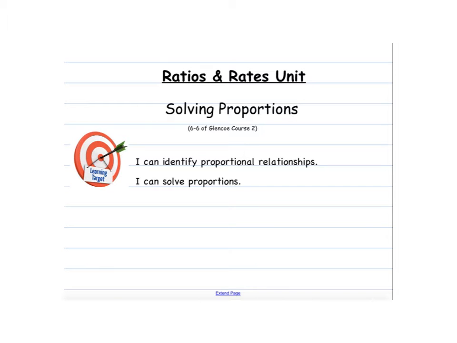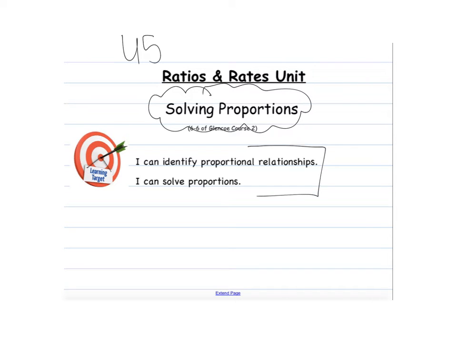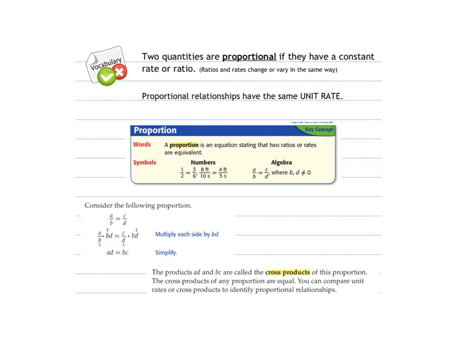Hi, sixth graders. This is our last video and our last lesson for Unit 5, which is solving proportions. At the end of this video, we want to be able to identify proportional relationships and be able to solve proportions. So a few things about proportions. Two quantities are proportional if they have a constant rate or ratio, and proportional relationships have the same unit.